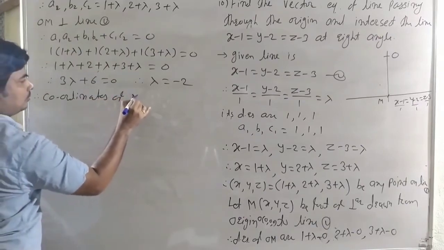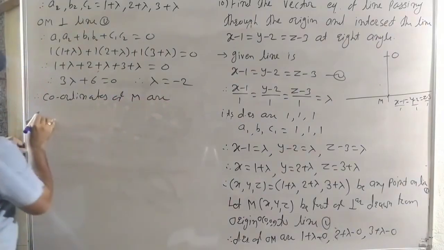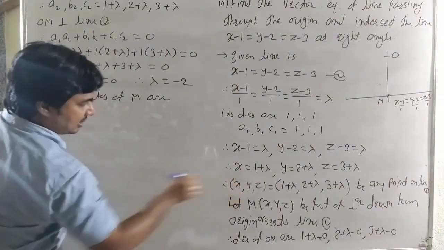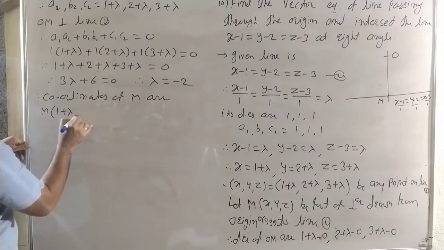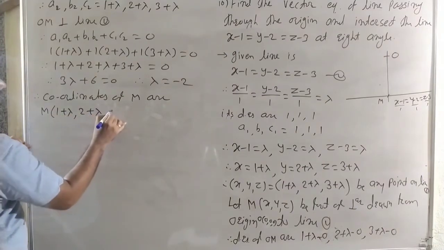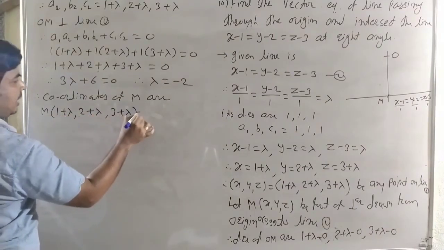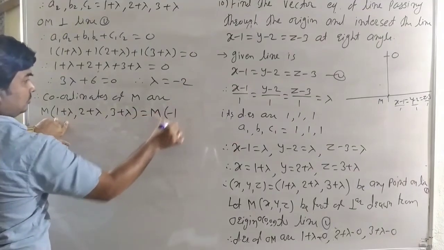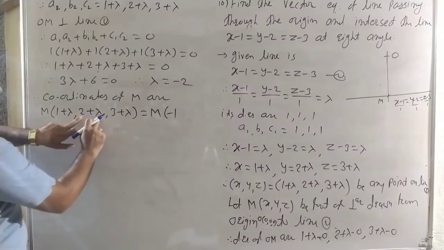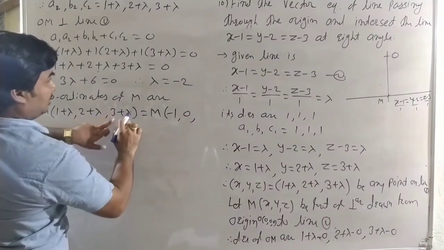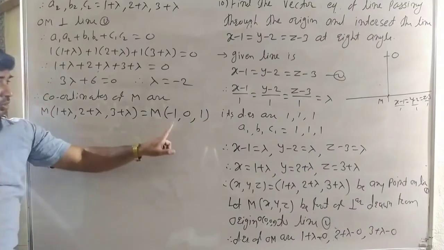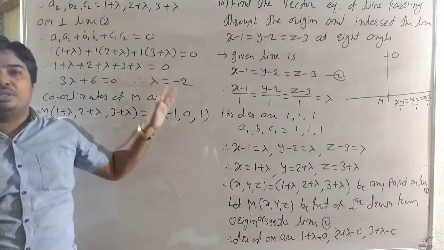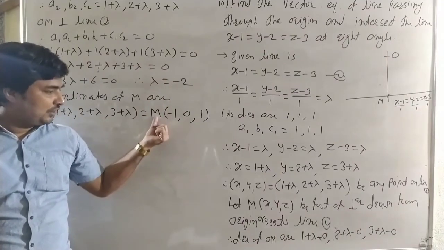Therefore the coordinates of M (x, y, z) are 1 plus lambda, 2 plus lambda and 3 plus lambda, and lambda is equal to minus 2. Therefore 1 minus 2 is minus 1, 2 minus 2 is 0, and 3 minus 2 is 1. These are the coordinates of M. Now we want to find the vector equation of the line passing through points M and O.